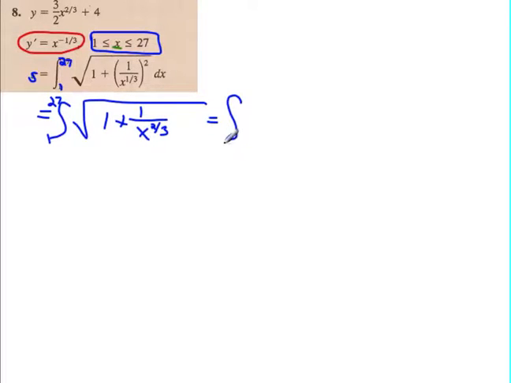Then we can make a common denominator. We're going to have 1, common denominator, not 1. Common denominator is going to be x to the 2/3, right? So it's going to be x to the 2/3 plus 1 over x to the 2/3. And at this point, remember, we're trying to get stuff outside of the square root. So this x to the 2/3 is all by itself on the bottom. So think about what that really means.